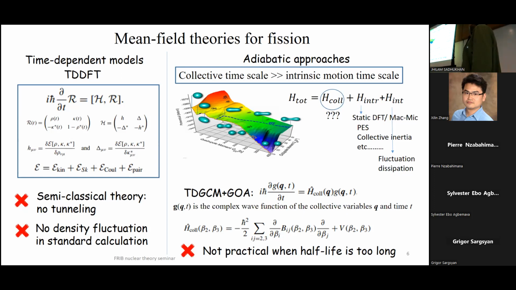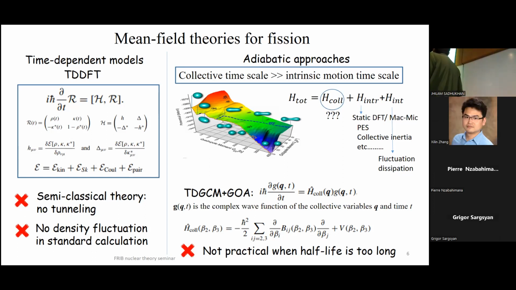And these actually give us the potential energy surface like this, and also the collective inertia and related quantities. And then this interaction basically provides the fluctuation and dissipation to this collective dynamics. Now the whole question is how to solve this collective dynamics. So there is one method, a quantum mechanical method. The way we can solve it is the time-dependent generator coordinate method.